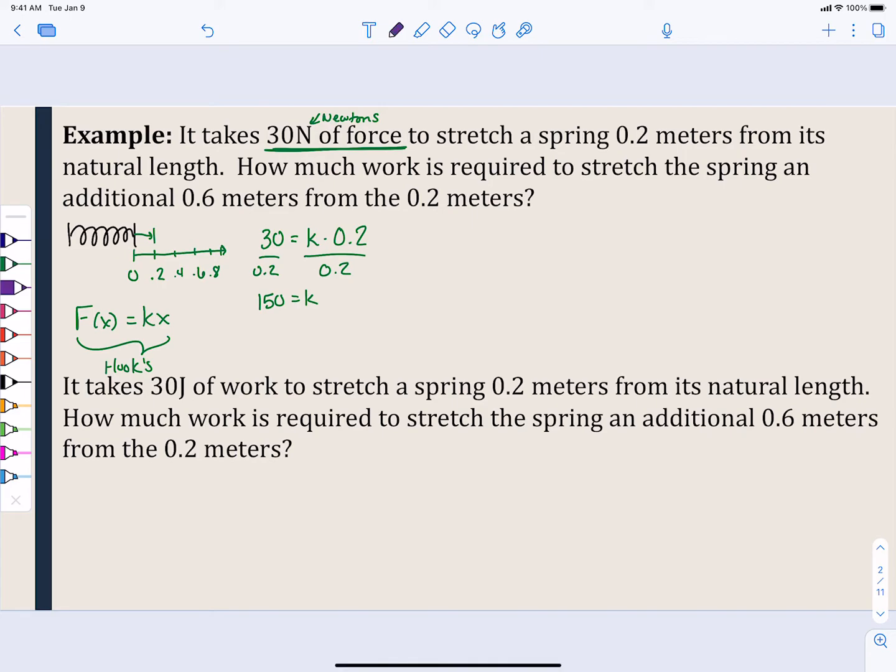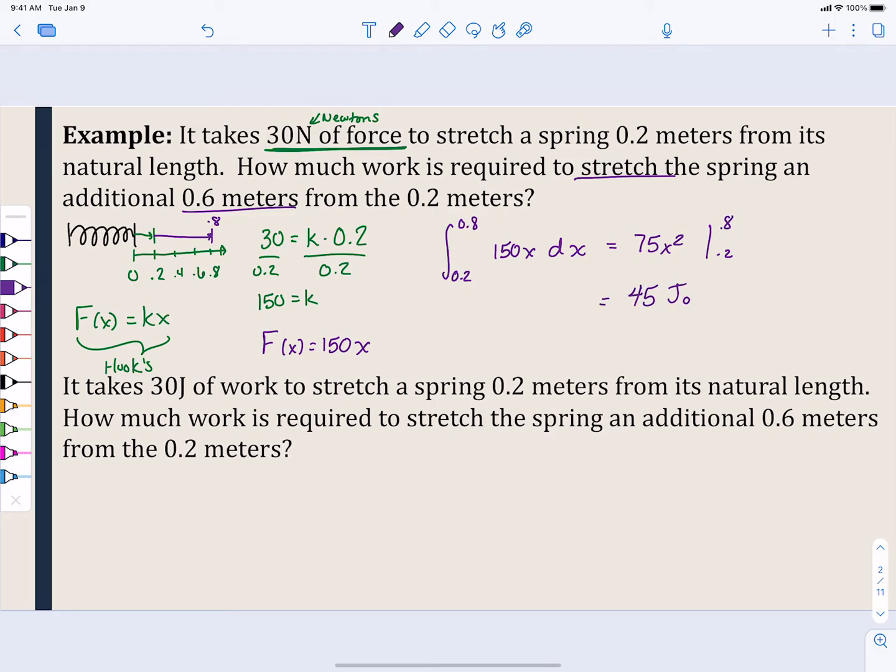And then our question is, how much work is required to stretch an additional 0.6 meters? So we want to stretch it all the way then to 0.8. So we want to go from 0.2 to 0.8. And our Hooke's law force function for the spring is 150x. And that's what we're going to take our integral of. And so we're going to get 75x squared from 0.2 to 0.8, and this is going to give us 45 joules of work.